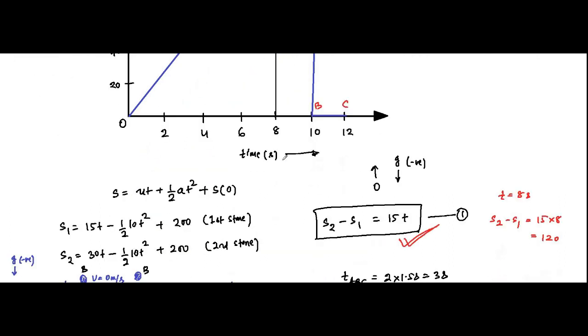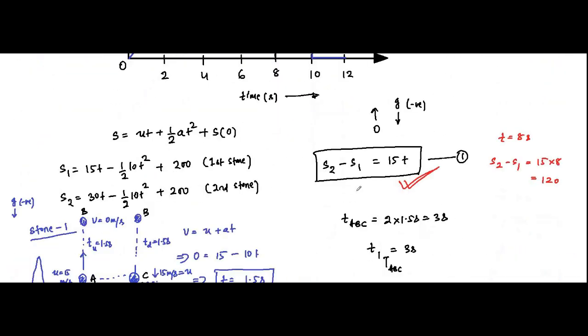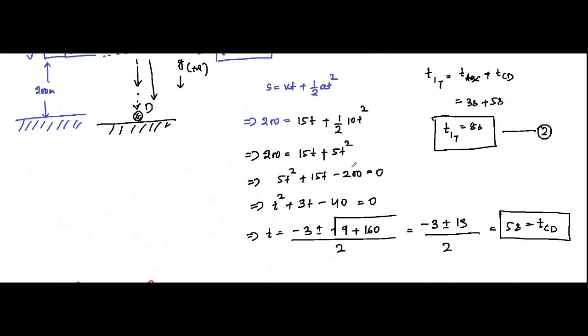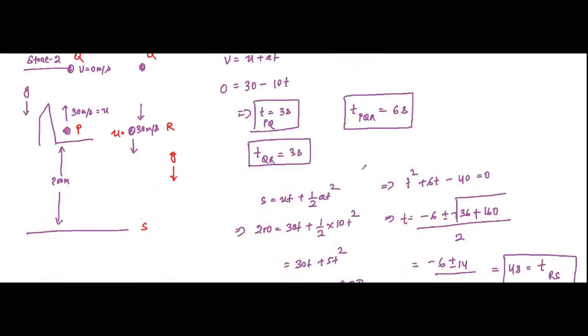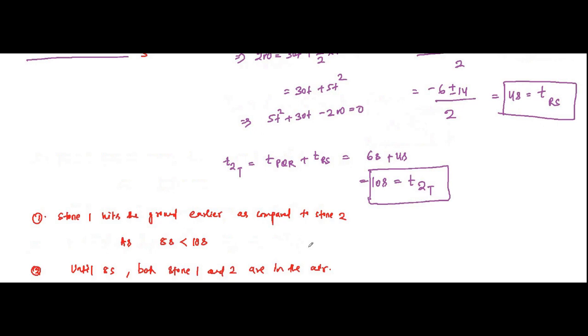Then after 8 seconds, stone 1 hits the ground, which means S1 is 0. After 8 seconds, S1 is 0. So we are only left with S2. When stone 1 hits the ground, S1 is equal to 0. So S2 minus S1 is only equal to S2.